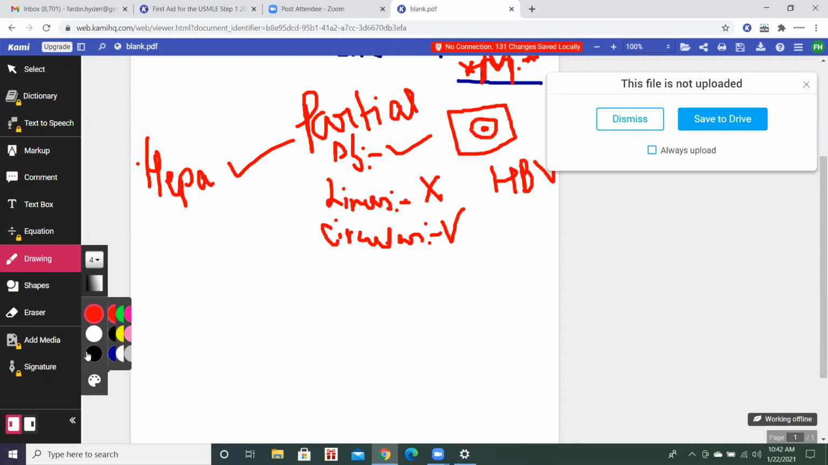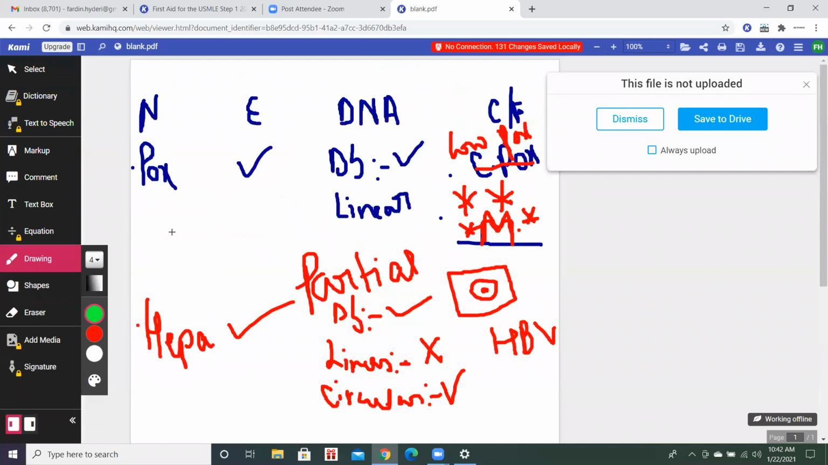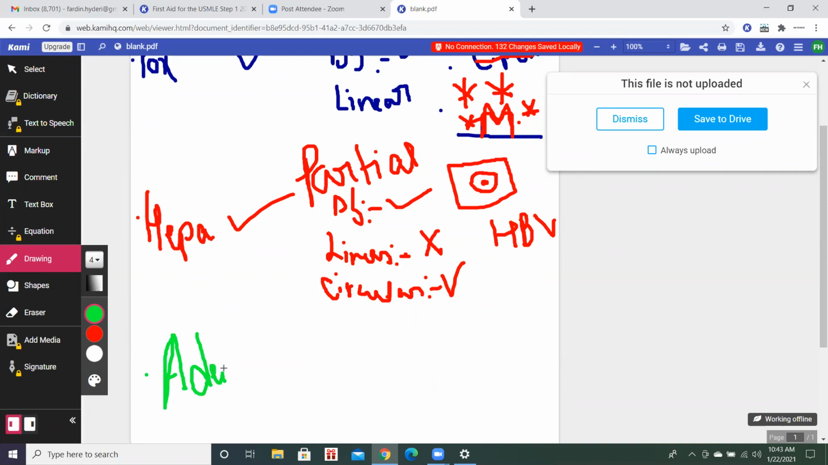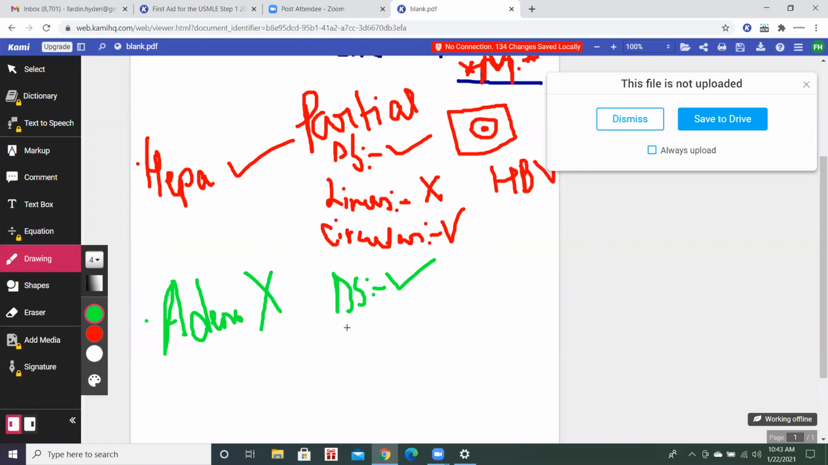Next one that I want to talk about is, so we have H, hepadna, herpes, then the next one is adenovirus. Adenovirus. Is it enveloped or not enveloped? Not enveloped. Is it double-stranded or single-stranded? Is it linear or not linear? Linear. Adenovirus is responsible for causing a lot of different types of infection: pharyngitis, pneumonia, viral conjunctivitis, viral gastroenteritis.